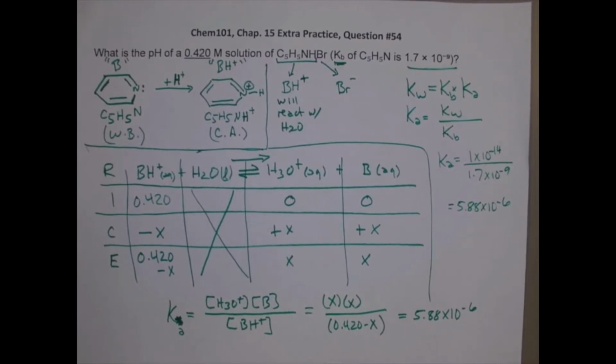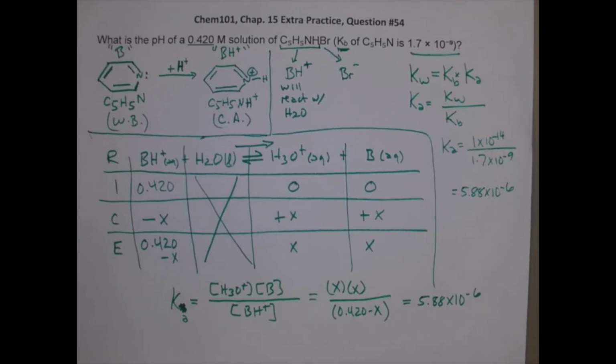Okay? Well, once again, what you're going to do is you're going to solve for x. And this is one where I expect that x is going to be really small, and my Ka times 100 is still less than my initial concentration, so I can do the approximation method. Just approximate that, and that goes away. So it becomes x squared over 0.420 equals 5.88 times 10 to the minus 6.